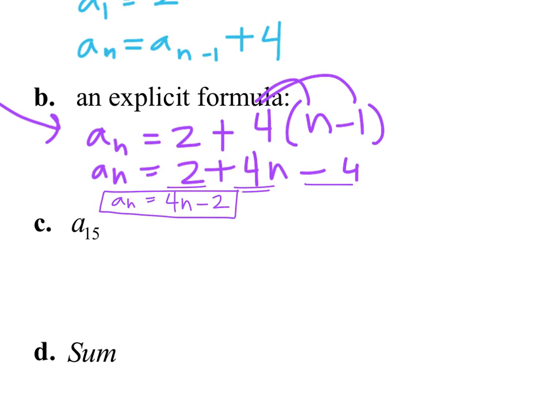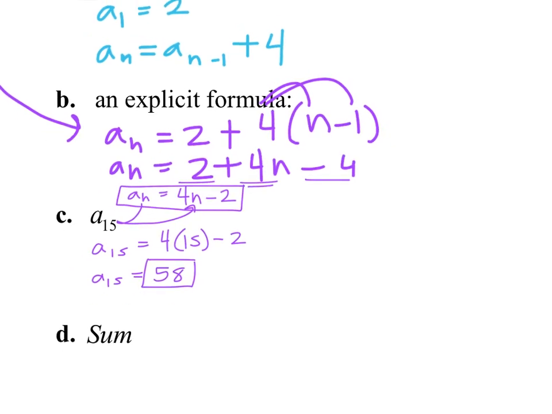So then if we're looking for the 15th term, remember when you're looking for something that's a little ways off, you never want to use the recursive. That'll just take you a long time. So instead, we're going to use the explicit. We're going to plug the 15 in here and here. So a sub 15 is 4 times 15 minus 2. So you get, plug that in, 60 minus 2 is 58.